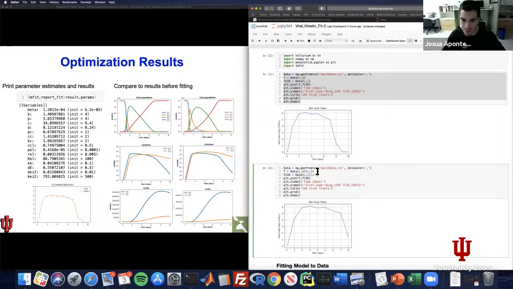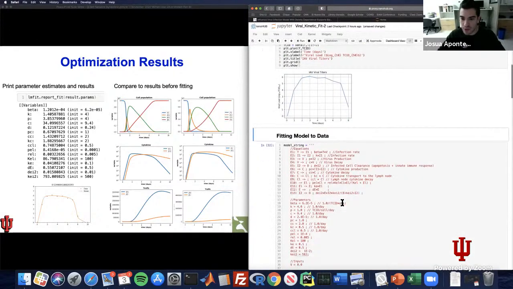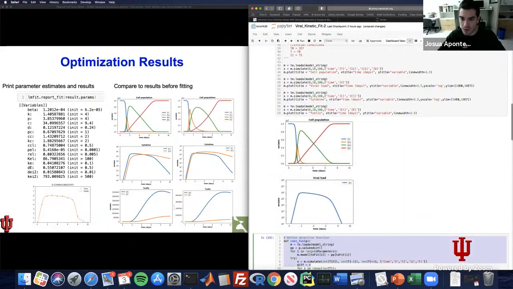I already cut it, so I could just try to fit the model to the data, but let's do something.